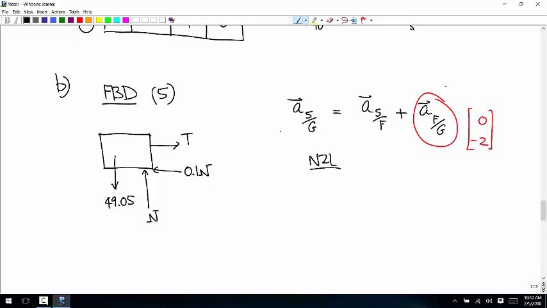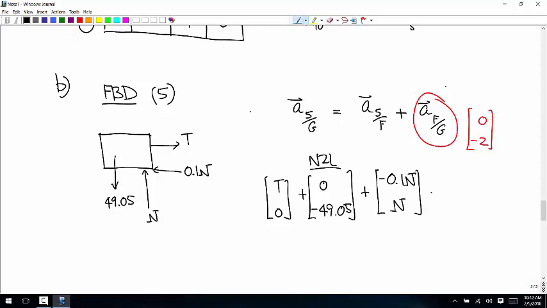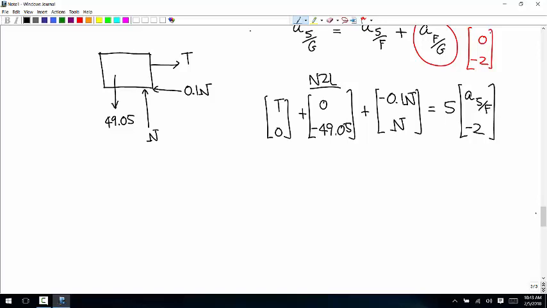So Newton's second law says T, 0 plus 0, -49.05 plus -0.1 N is equal to 5 times A5 relative to the floor, -2. Any questions about that?